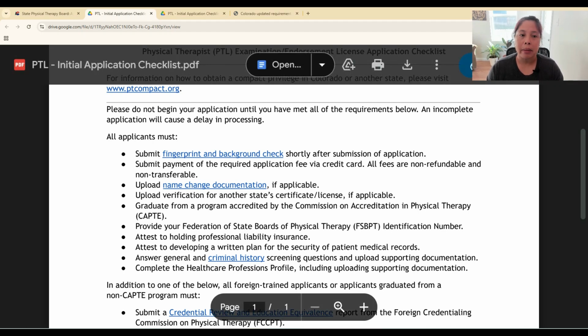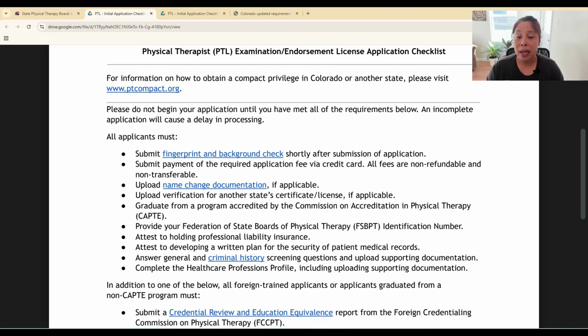All applicants must submit fingerprint and background check shortly after submission of the application. I think these are the requirements that make it very hard to start in Colorado, because of the fingerprint and background check. If I am not mistaken, and correct me if I'm wrong if you have personal experience in Colorado, this fingerprint and background check should be done here in the US. I'm not sure. I don't think they accept the fingerprint or background check from abroad. So again, this makes it complicated if you're not here in the US and you're applying in Colorado.